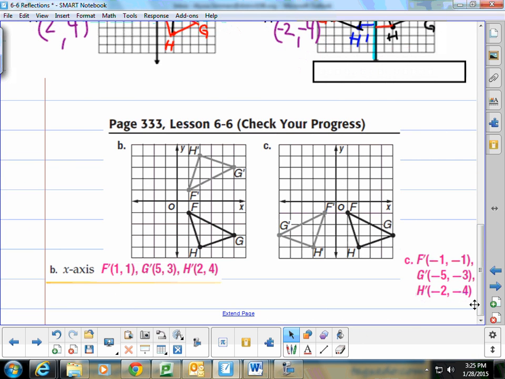And here are our much neater answers from the textbook. Thank goodness for copy and paste. And that really should be what yours look like, and if my SmartBoard wasn't crazy, what mine looks like.